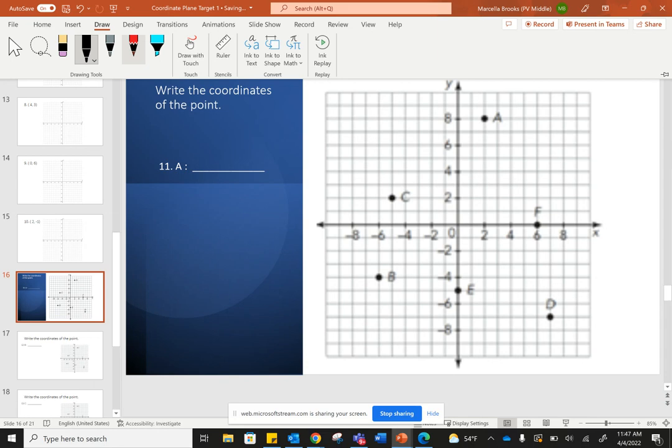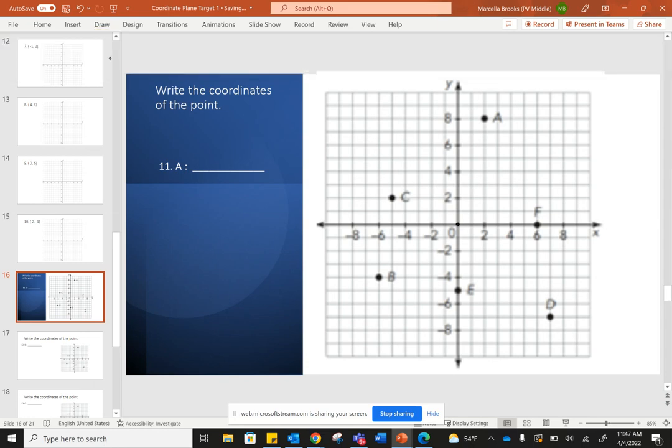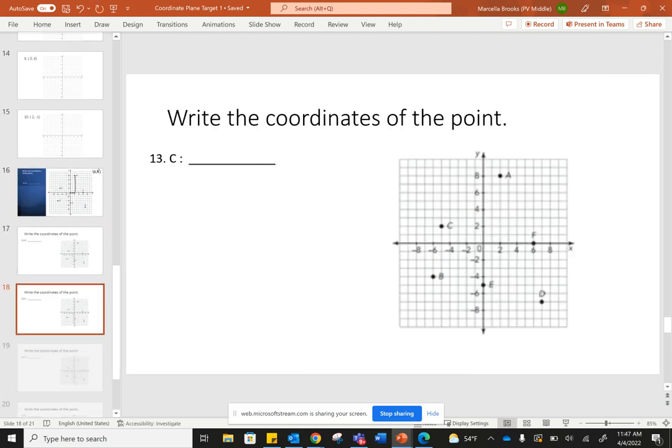So I am going to just count. Here we go. I start at the origin. I'm going right 1 and 2. So my x coordinate is +2 because I went right. And then my y coordinate is however far I go up. Because I'm going up, it's going to be positive. So I go up 1, 2, 3, 4, 5, 6, 7, 8. So 2, 8, that's the coordinates for point A. Okay? So you guys are going to try to do that on your own.